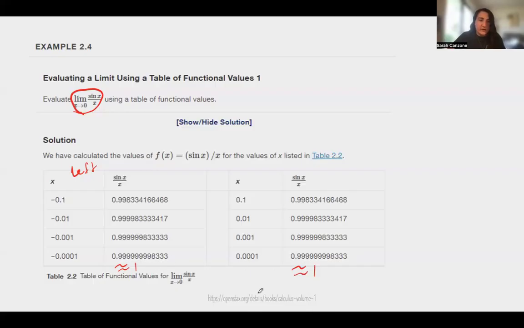Because these two numbers are the same exact number, we have an answer. So the limit as x approaches 0 of f of x, but we actually have a function here, the sine of x over x. Since the left-hand limit is equal to the right-hand limit, the limit of the function is just 1.